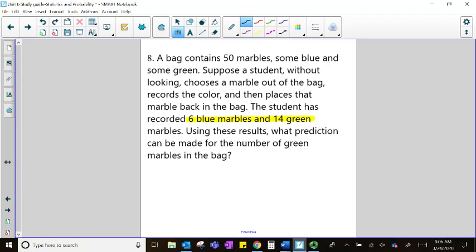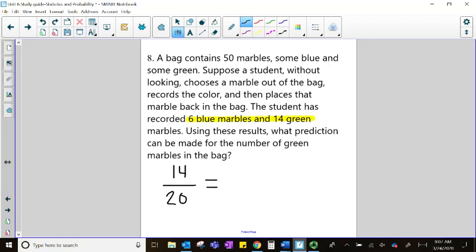All right, so we want to make a prediction about green. There were 14 green marbles out of how many? That means how many times did he do the trial? So you have to add 14 and 6 together to get 20 total times that he chose out of that bag. So his probability was 14 out of 20 for green marbles.